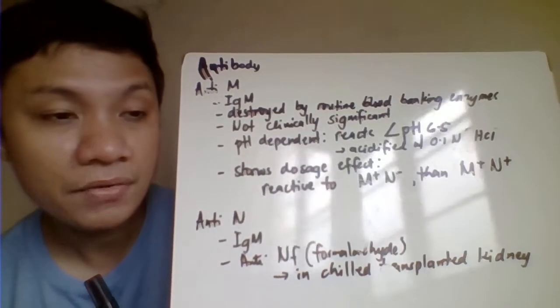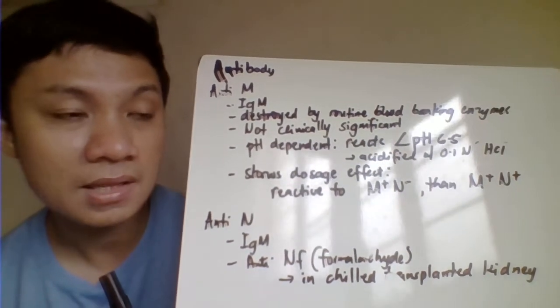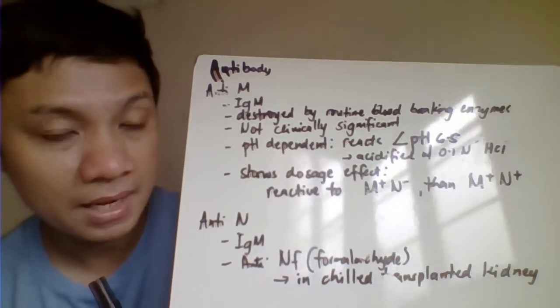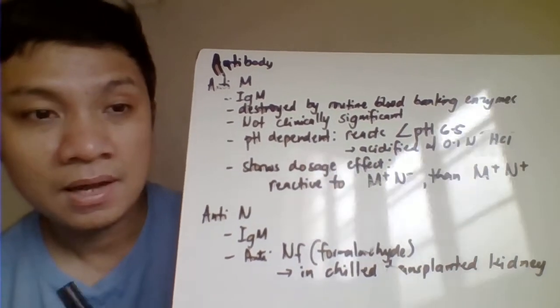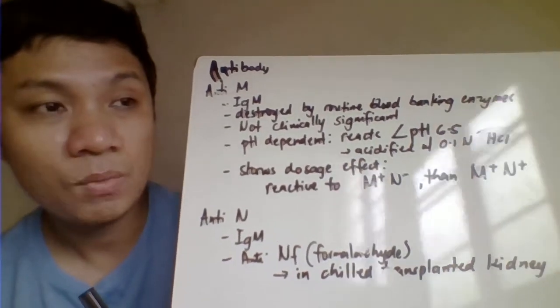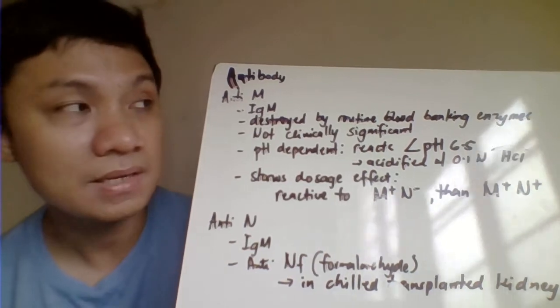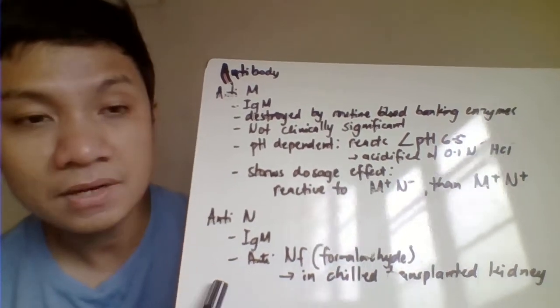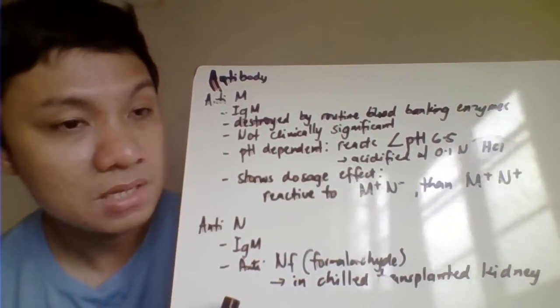On the next one, we have your anti-N antibodies. So anti-N antibodies, also an IgM antibody. So it's reactive at cold temperature, saline reacting, and that one is not clinically significant antibody just like your anti-M. Anti-N is also being destroyed by our enzyme treatment.